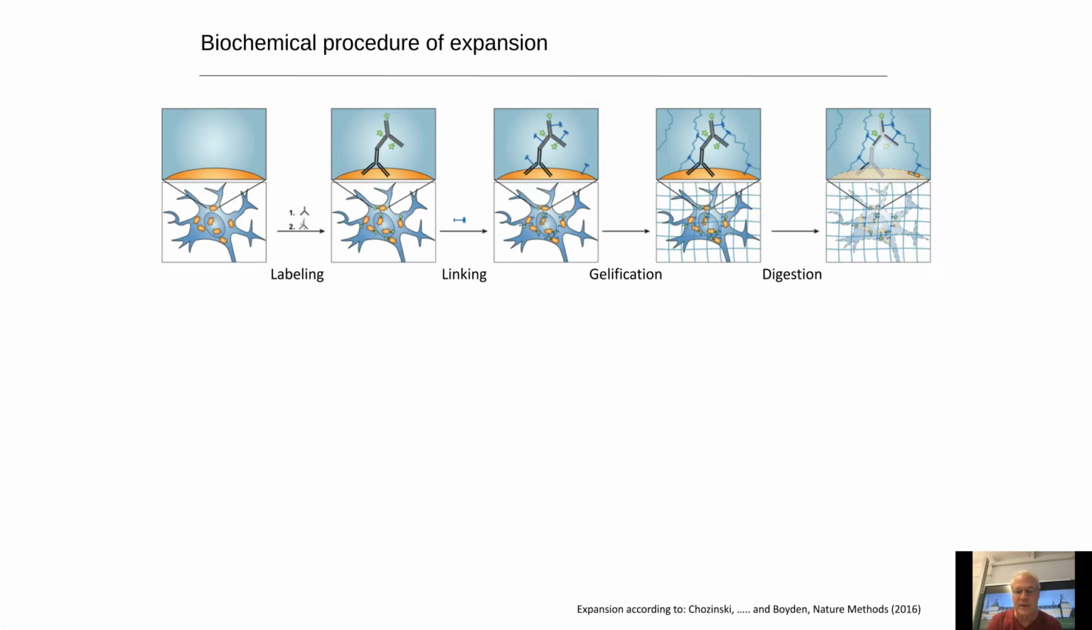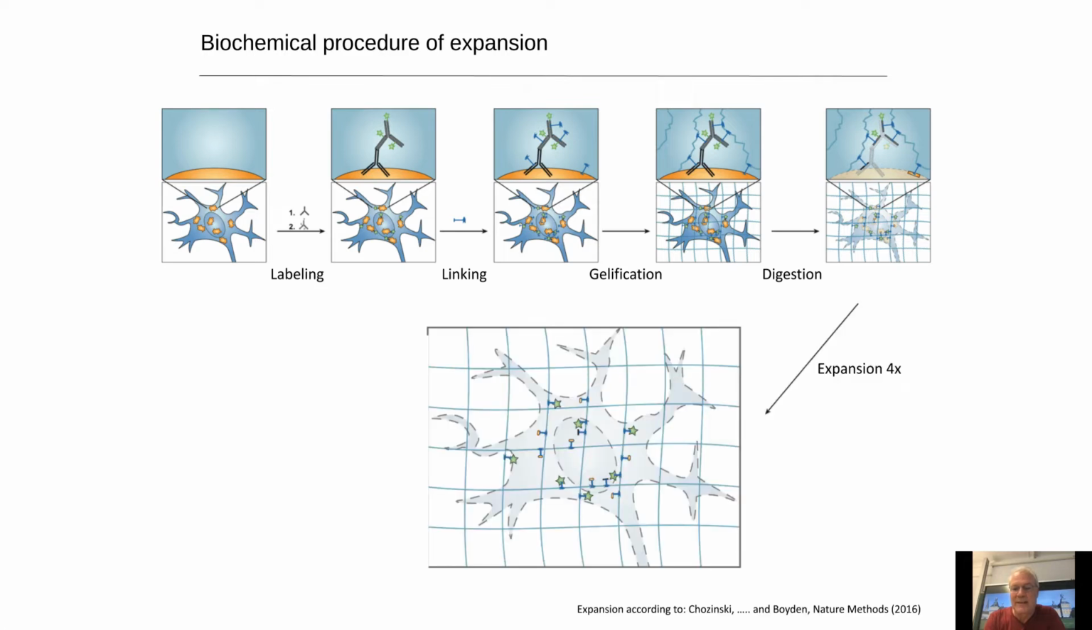Usually it expands already by a factor of about 1.5. But if you now exchange the digestion buffer, PBS being the usual buffer used in this situation, for distilled water, you find that the sample becomes largely expanded, usually by a factor of 4. So that is, in brief, the technique of expansion microscopy as introduced by Ed Boyden.